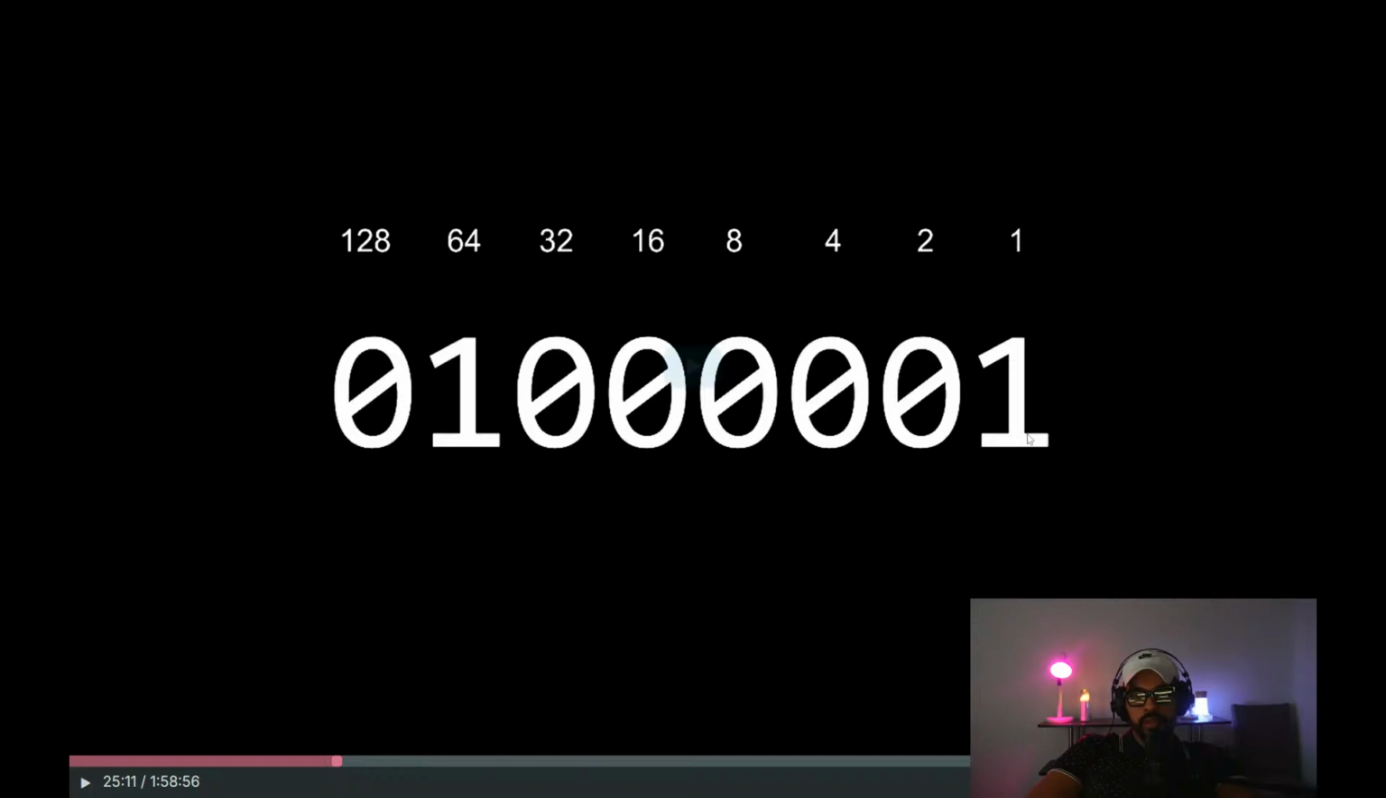Oh, I read it right to left. Okay, yeah. So you read it left to right. I don't know why it says 1 here, so I just thought you read it this way, but obviously you read it left to right.